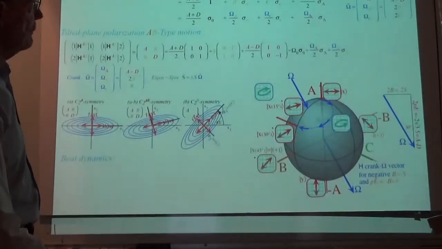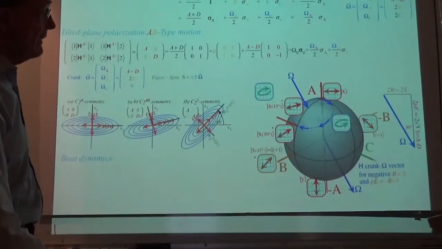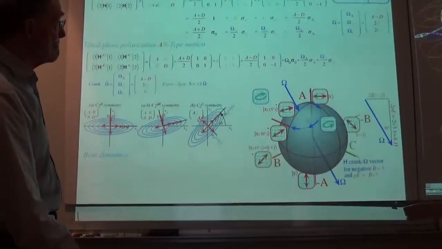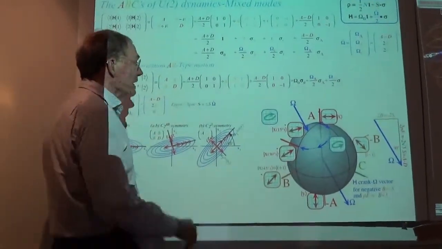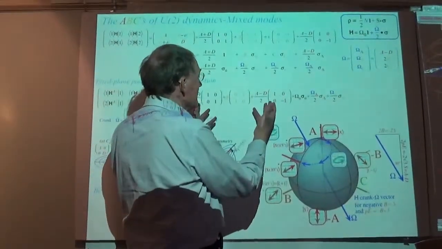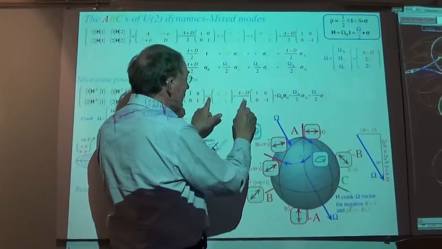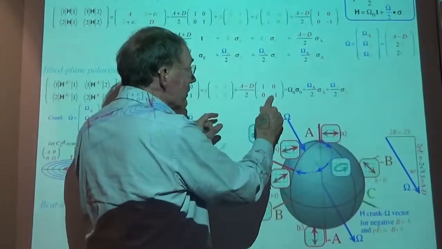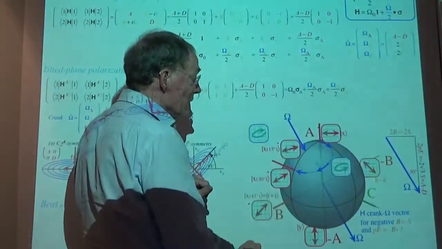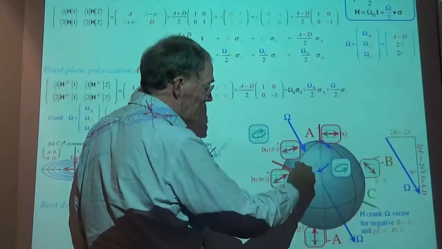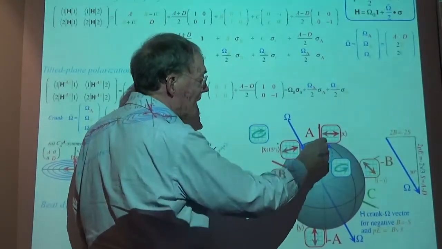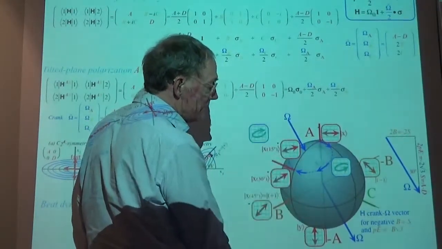Now, the weird ones, okay? Where we have a combination. I've got a little bit of A and a little bit of B, okay? Some amount of this, some amount of this, no C, okay? So that puts me somewhere on the line between A and B as far as my crank vector goes, okay?